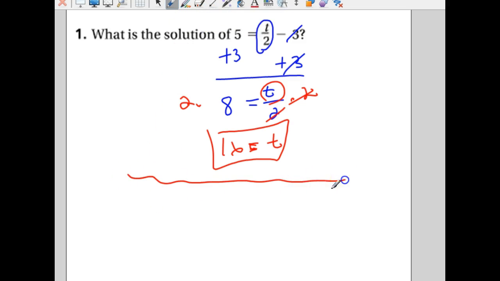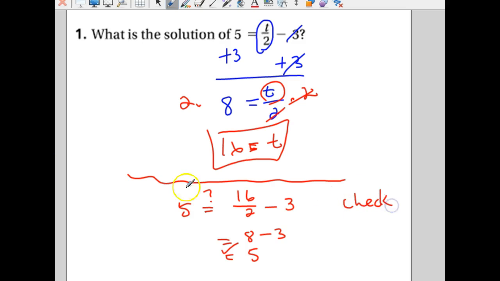So let's say you check 5 equals 16 divided by 2 minus 3. If you follow your order of operations, you have to divide before you subtract. So this would be 8 minus 3, and yeah, it's going to equal 5. It's going to check. Okay? Please get in the habit of checking your work. It will make you understand a lot more.